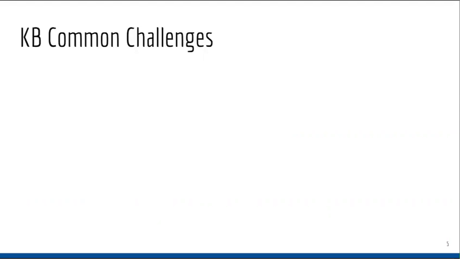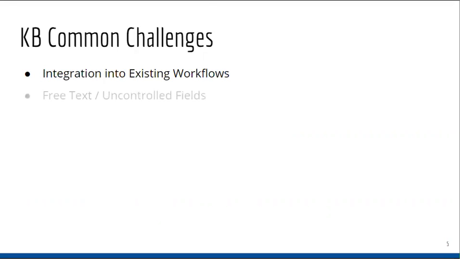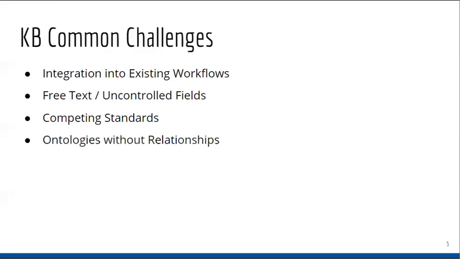There are many challenges associated with knowledge base use and development. Most knowledge bases suffer from one or more of these. Integration into existing workflows is difficult due to the broad nature of their use and the many different types of variants involved. Free text and uncontrolled fields are difficult to understand programmatically and often contain errors. There are many competing standards amongst the various knowledge bases. And while most knowledge bases leverage ontologies as controlled vocabulary, few store the relationships along with the terms. This means that the end users must obtain the ontology themselves if they wish to leverage it in tools interacting with the knowledge base.